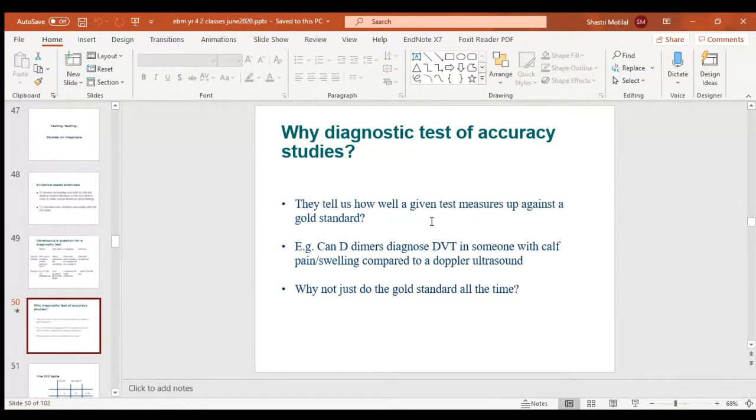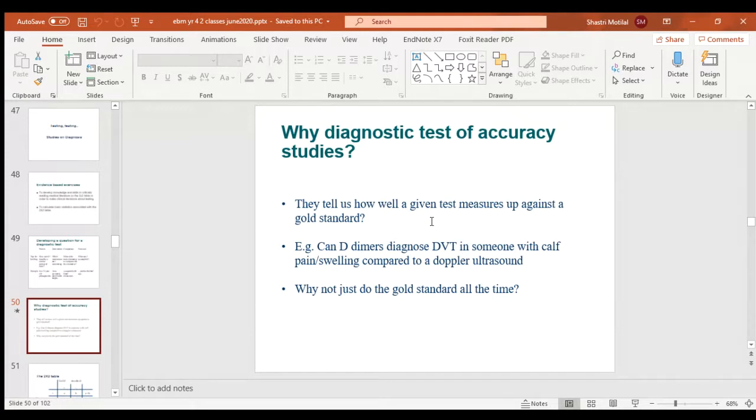So here you could get the PICO from the second point. The P, the patient, would be patients coming in with calf swelling and calf pain. Not everyone coming in with calf swelling and calf pain has a DVT, as you all may know or soon realize, but it's one of the big differentials, especially if a person has unilateral calf pain and swelling. So in a patient who presents with calf pain and swelling, that's the P, can D-dimers, that's the I, compared to Doppler ultrasound, that's the comparison, in this case the gold standard, give us a diagnosis of DVT.